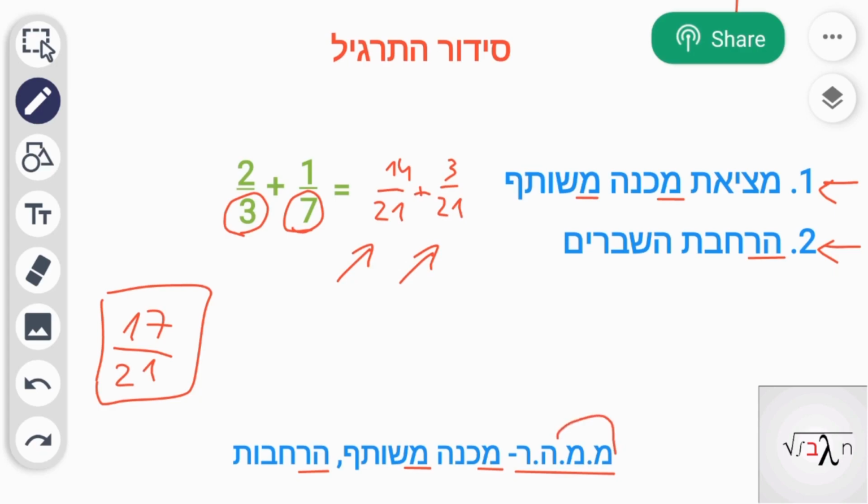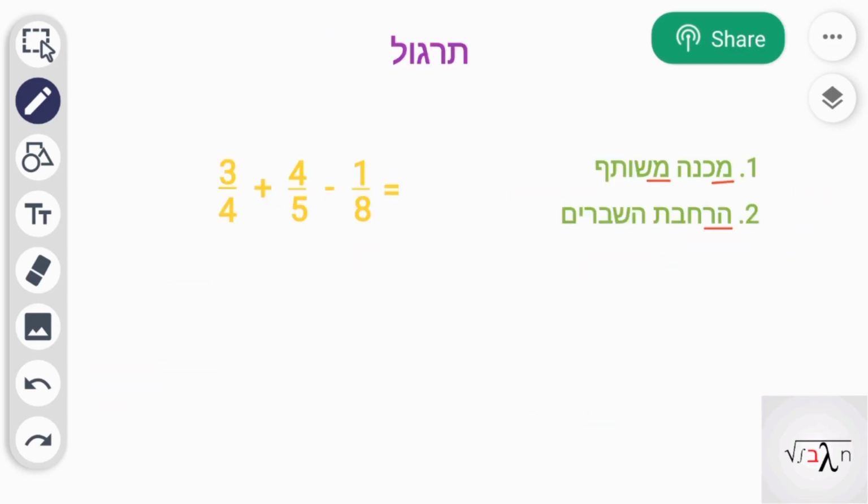Now you can understand the name for the method, code X. The code stands for common denominator, and the X stands for extension. Those are the only two steps we need to do to solve these questions. Let's do a longer question, but the same idea.